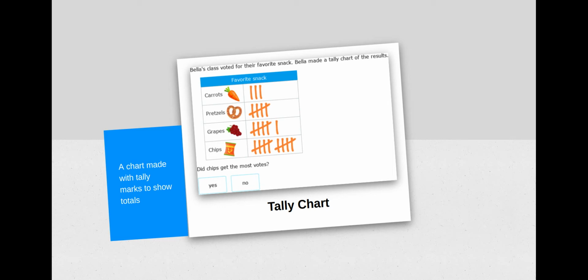Well, it looks like carrots had 3, pretzels had 5, grapes had 6, and chips had 10. So chips got the most votes. And I counted chips quickly because there were 2 groups of 5. I hope that these pictures and words help you with this week's lessons.